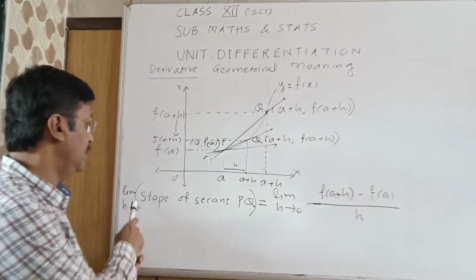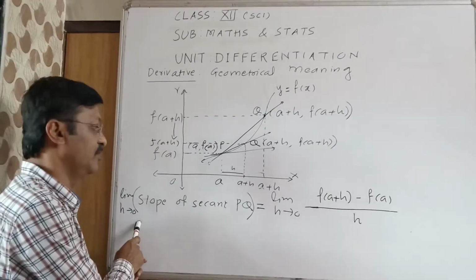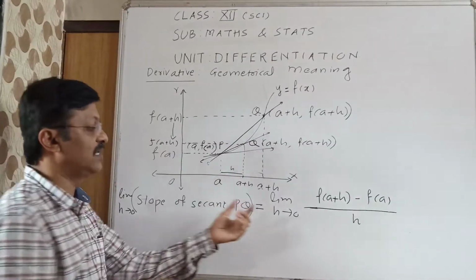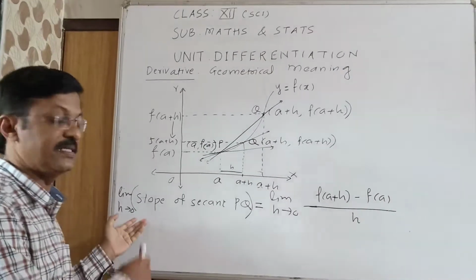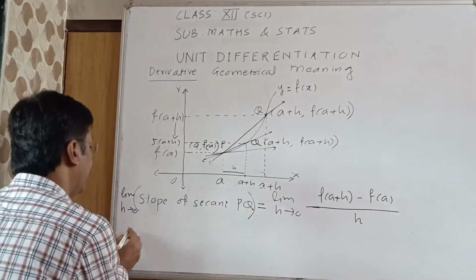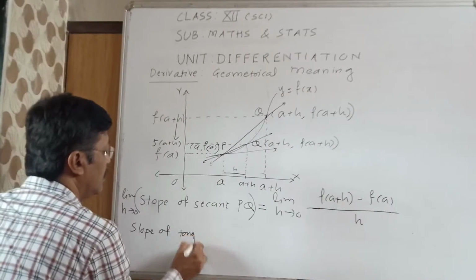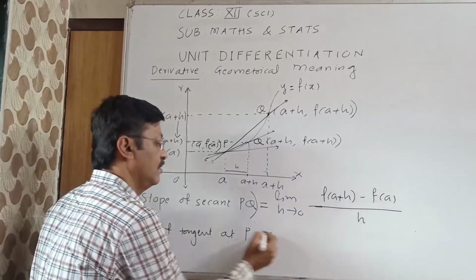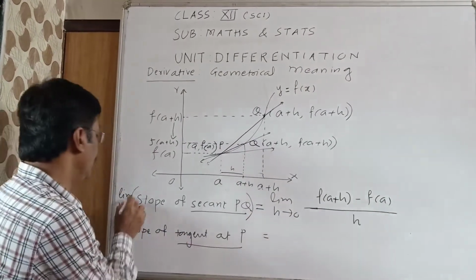Now read this again. Limit of slope of secant PQ as h tends to 0 is limit of f of a plus h minus f a upon h as h tends to 0. This limiting condition h tends to 0 is equivalent to Q tends to P. So Q tends to P. That means secant PQ tends to tangent at P. So I can write this whole left side as slope of tangent at P. Secant PQ will turn into tangent at P due to this condition.